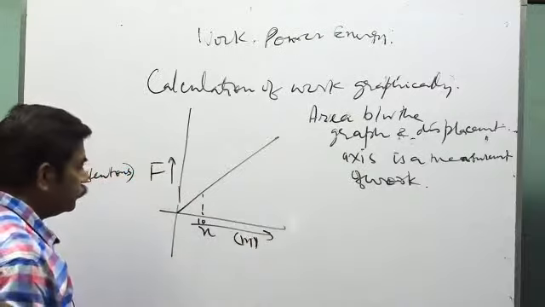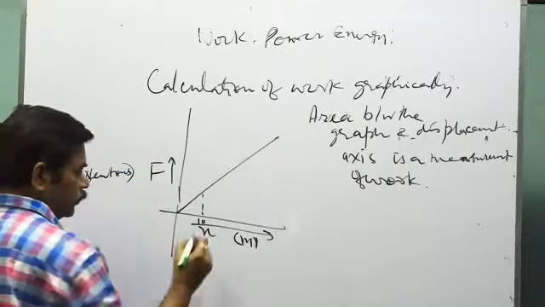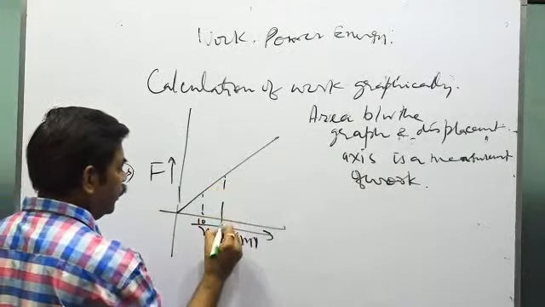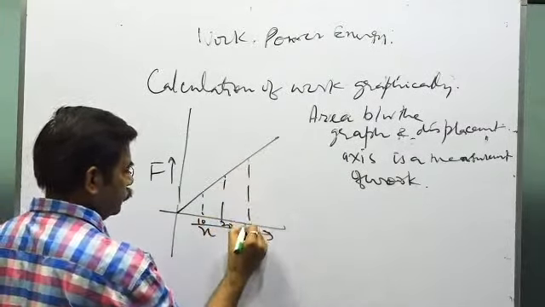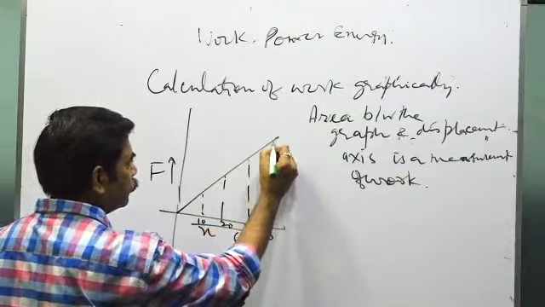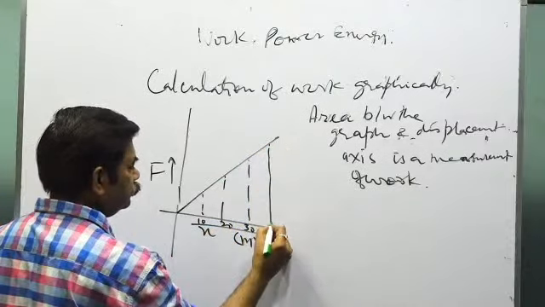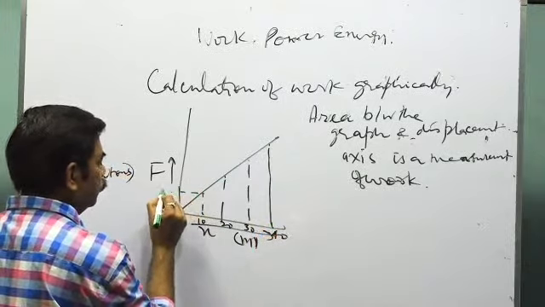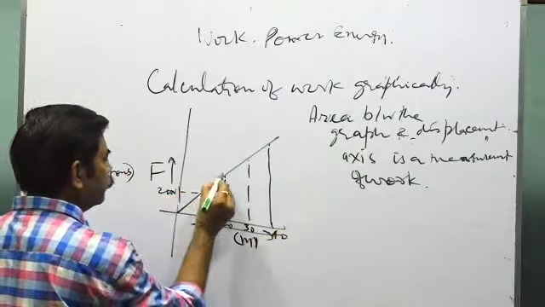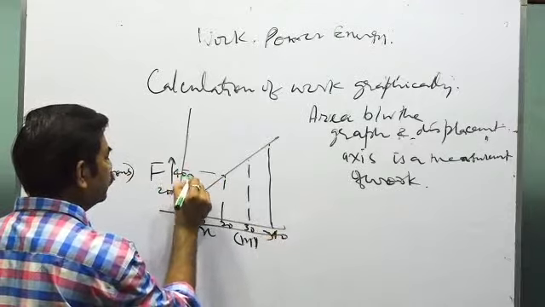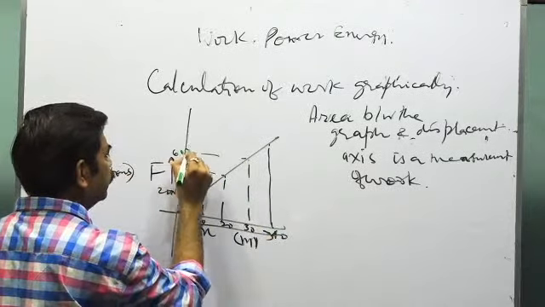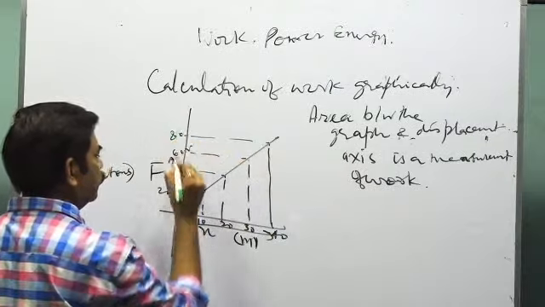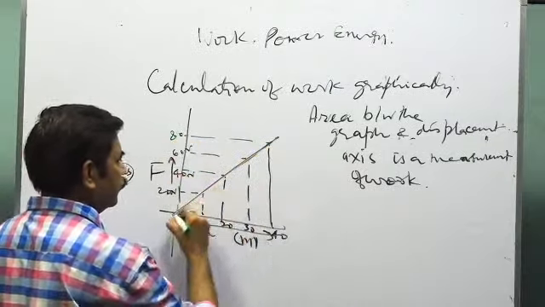So you see, this becomes what? This 10 meter, this 20 meter, this 30 meter, this 40 meter. And here we have 20 newtons, this 40 newtons, 60 newtons, this 80 newtons. This is the graph.